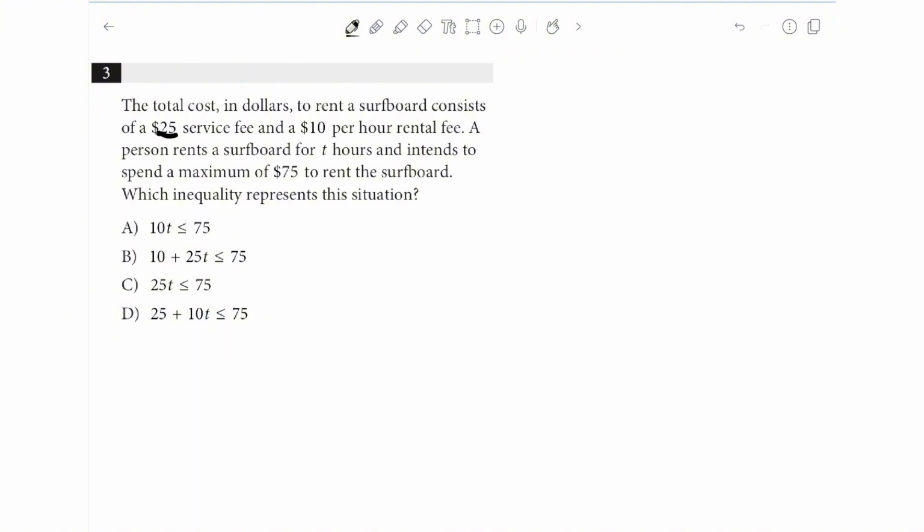Question number 3 says, the total cost in dollars to rent a surfboard consists of a $25 service fee, a $10 per hour rental fee. A person rents a surfboard for T hours and intends to spend a maximum of $75. So whenever we're crafting an equation or an inequality, like it is in this case, it always follows a pretty simple pattern. We take our consistent service fee, we're only going to be charged one time. We keep it separate, no variables, because a variable won't affect it. It doesn't matter how many hours we rent it for, that $25 fee is not going to change at all.